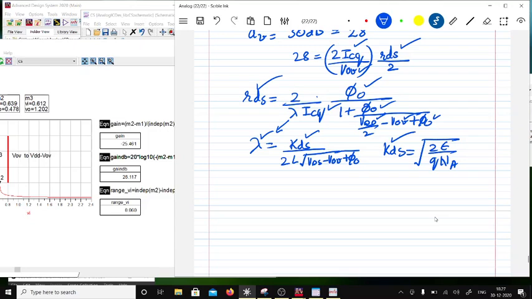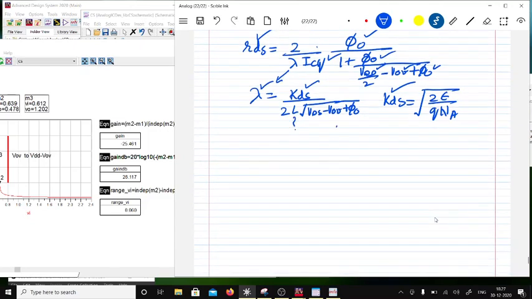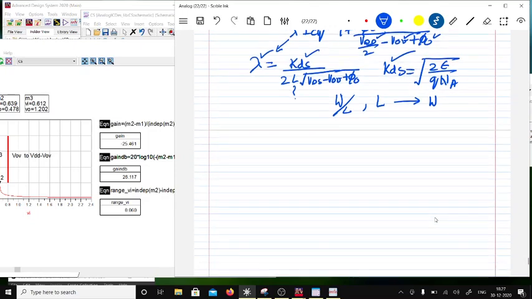So now what you have is L. So you have figured out what is L. So you know what is W by L, and you also know what is L. So this gives you W. So once you get W by L for a gain stage, so this will be W by L3.